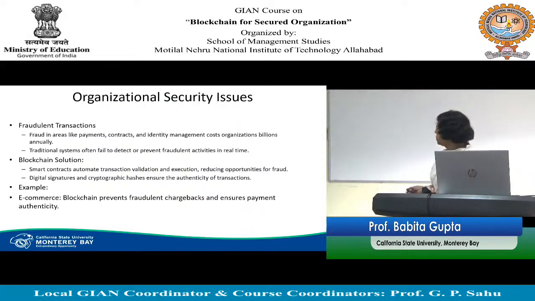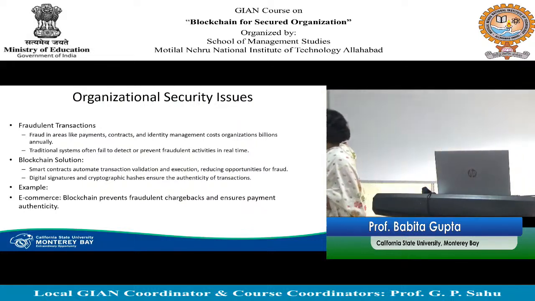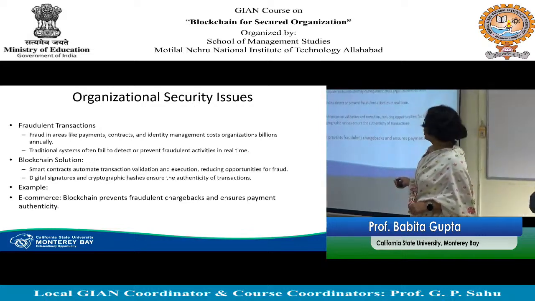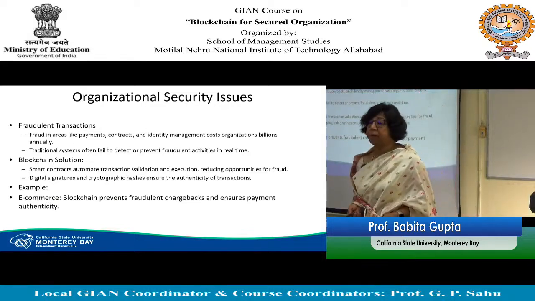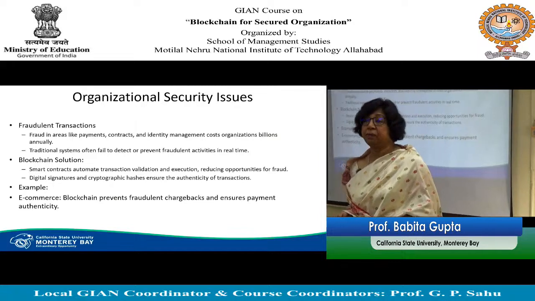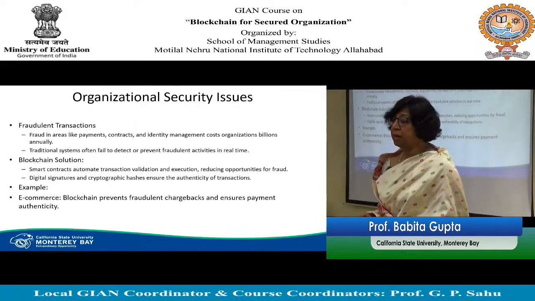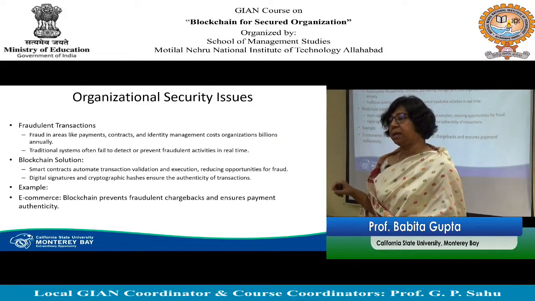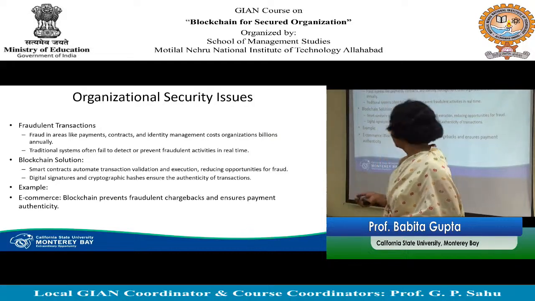So just to summarize, I think we talked about fraudulent transactions. We all are aware of what that means, right? Payments, contracts, identity management, and it costs billions of dollars, and a lot of businesses have that written off as part of doing business because there is only so much an organization can do. So at some point they have to say, okay, this is part of our cost, and we just move on.